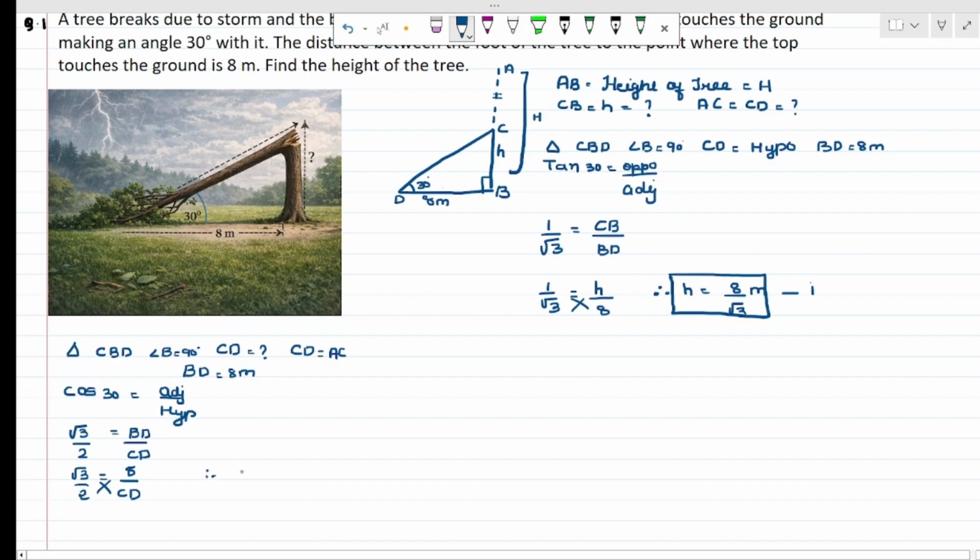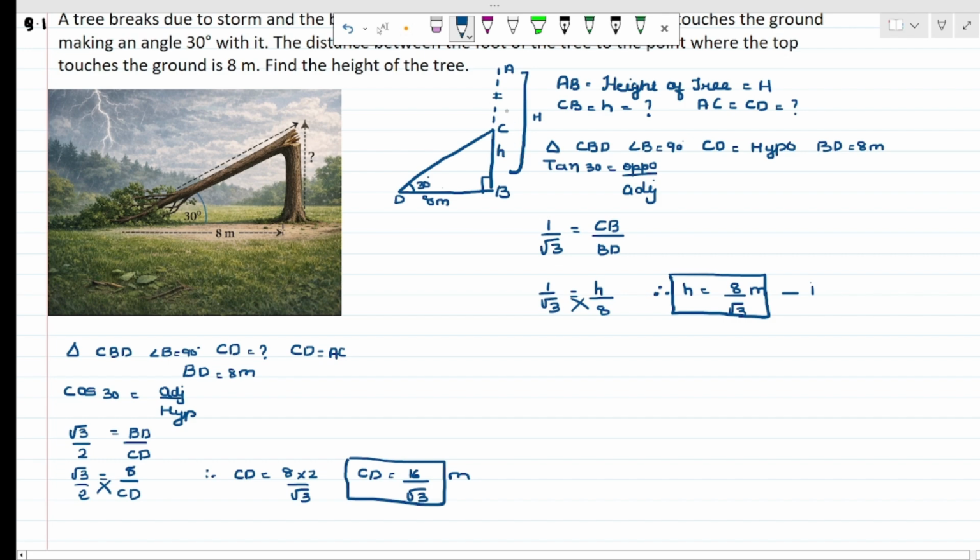What will you get as your answer? So CD will be equal to 8 times 2 upon under root 3. So 8 2s are 16. So you will get CD is equal to 16 upon under root 3 meters. Keep this answer in the box.